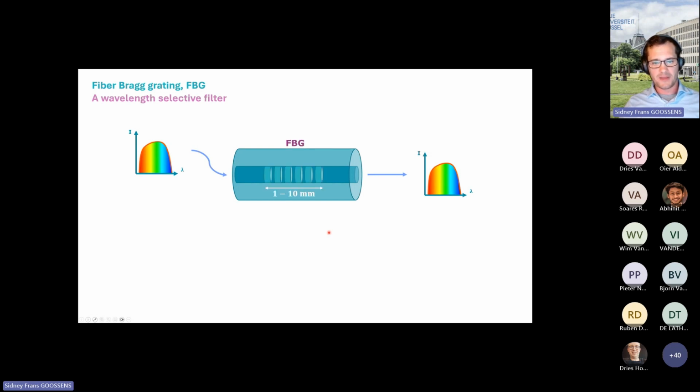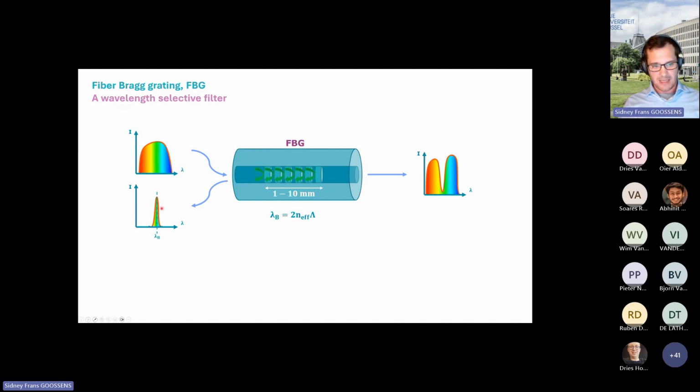Well, that's actually nothing else than a wavelength selective filter. The FBG, as it's abbreviated, is a refractive index modulation in the core of the optical fiber. So the refractive index is modulated with a specific period in the core of the optical fiber. And that FBG, well, what will that do? It will reflect one specific color of light or one specific wavelength of light.